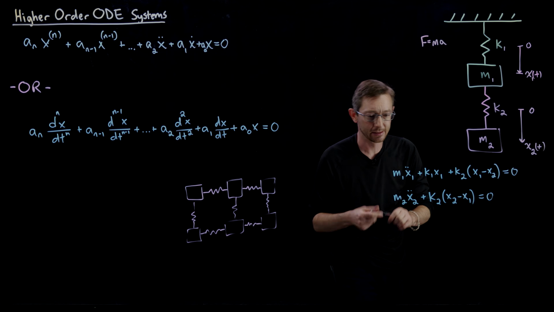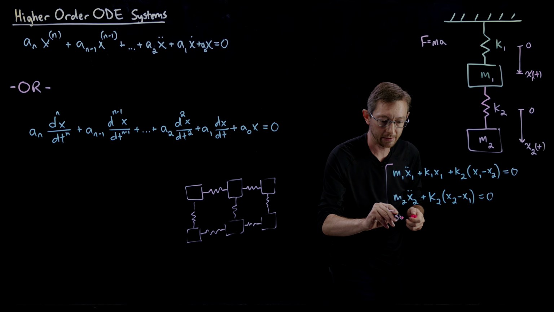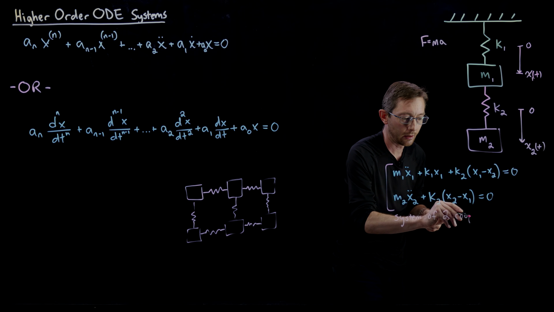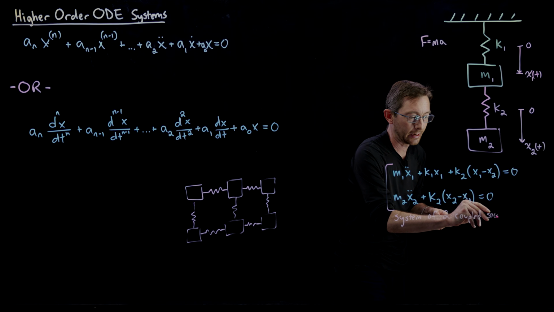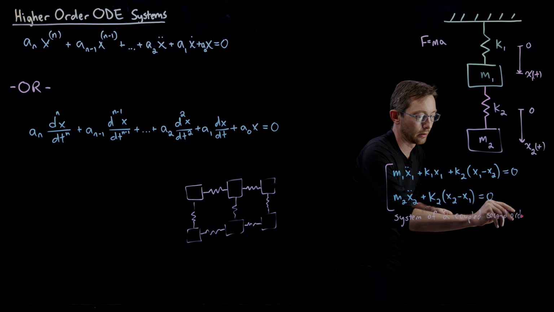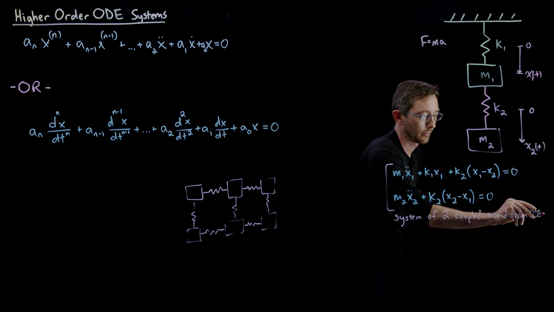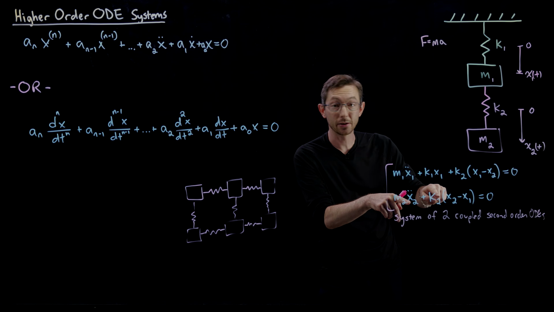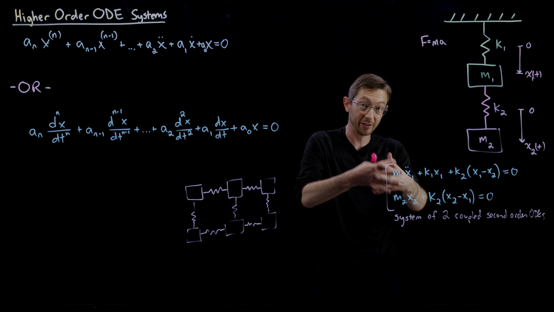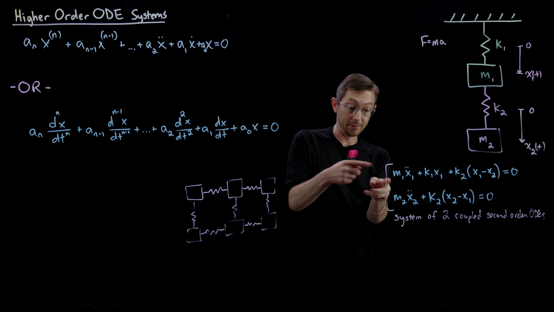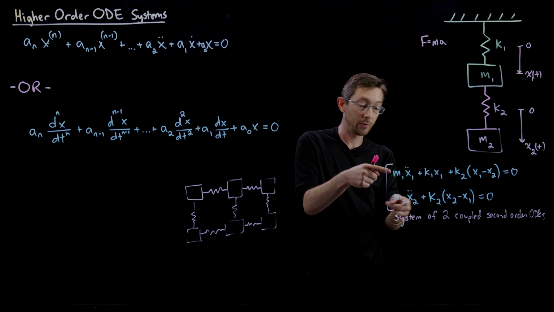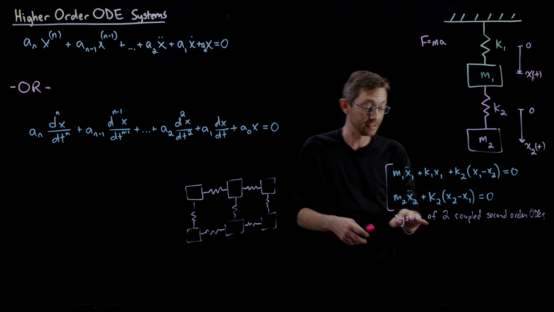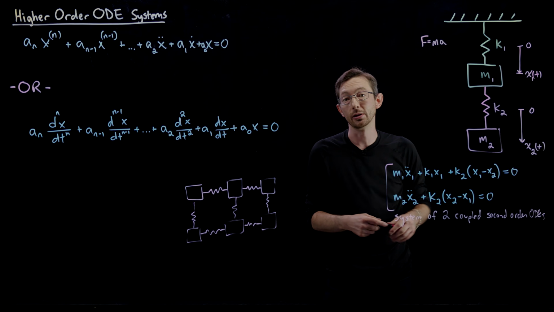So I'm just going to say that this is a system of 2 coupled second order ODEs. Okay, so they're coupled because the x1 equation depends on x1 and x2, and the x2 equation depends on x1 and x2, so they're intrinsically linked. It's a system because there are 2 coupled equations, and each of them is second order because they have second time derivatives. Okay, so this is a system of 2 coupled second order ODEs.